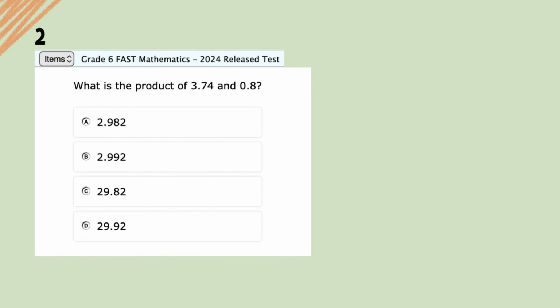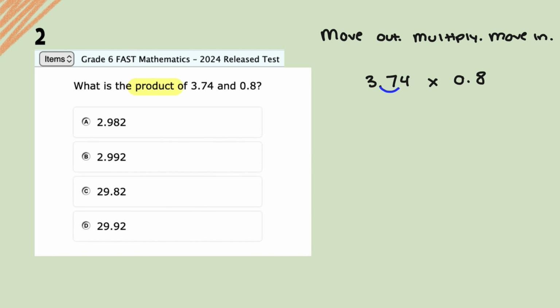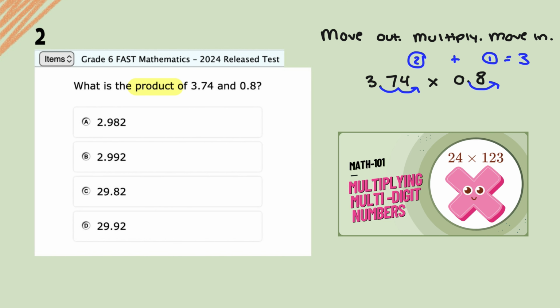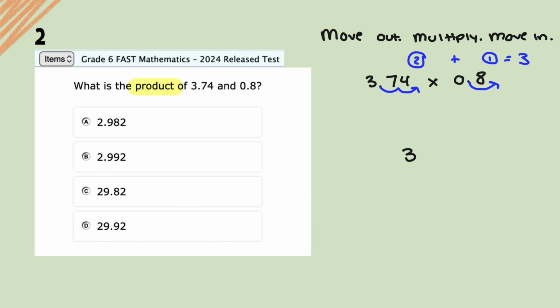Question 2. What is the product of 3.74 and 0.8? Key word here. Once again, we're multiplying decimals. So we're going to do the same process. Move out, multiply, move in. So first, we're going to move our decimals out. We're going to save that 3 for later, and we're going to multiply. I'm going to stay here and multiply in silence. I encourage you to pause and try, or watch and learn.